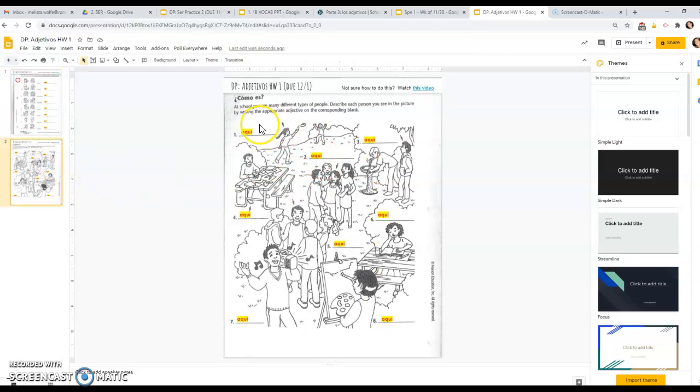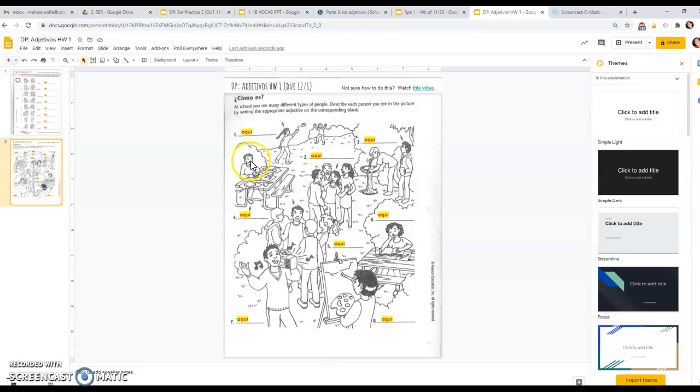On page 2, this says, ¿Cómo es? What is he or she like? At school, you see many different types of people. Describe each person you see in the picture by writing the appropriate adjective on the corresponding blank. So what you need to do is look near the number. It's not going to be super obvious every time. You've got to dig a little bit. But if you look near the number, you'll usually see somebody.